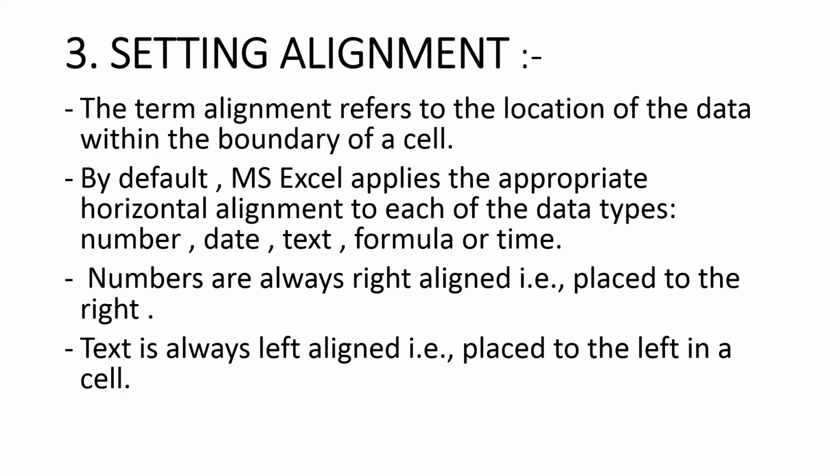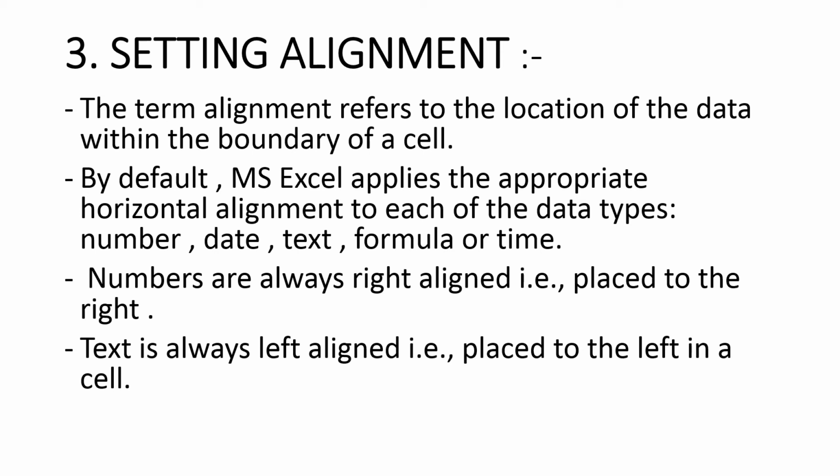Now the next concept is setting the alignment. The term alignment refers to the location of the data within the boundary of the cell, where you want to locate the data, either to the left side or right side or top or bottom. According to your requirements, you can use this setting alignment concept. By default, MS Excel applies the appropriate horizontal alignment to each of the data types. But if you want to change the alignment, you can use this concept.